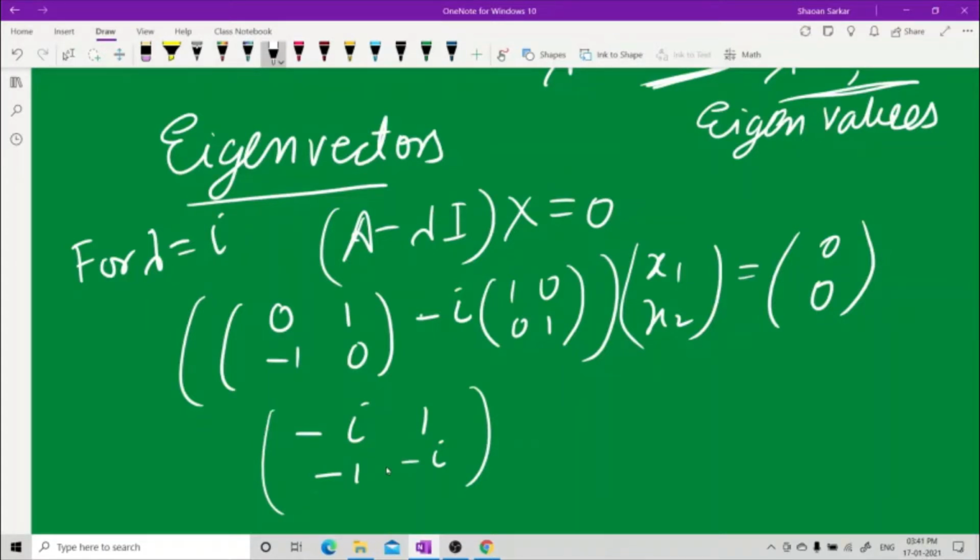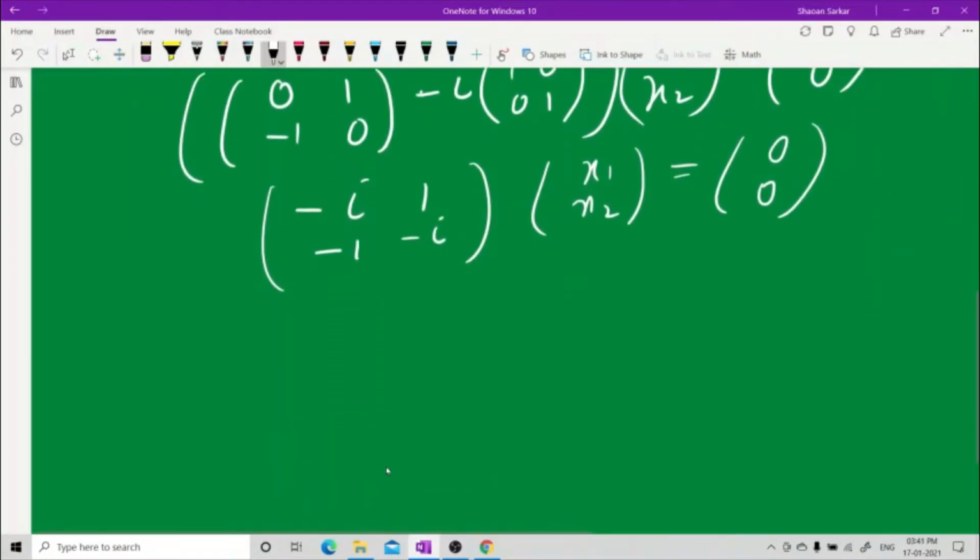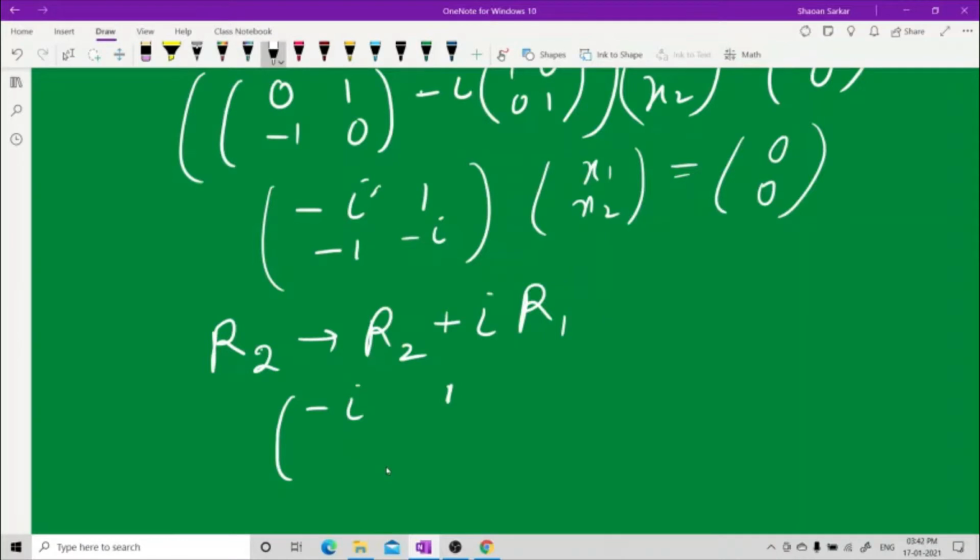Now you see one thing. What I do is this. See, this is x1, x2, 0, 0. Now I take a row operation. I replace R2 by R2 plus i R1. So what I get is minus i plus 1, and this is minus i into i is plus 1 and minus 1, that is 0, and this is plus i and this is minus i, and this will give me 0, this will be x1, x2, and this will be 0, 0.